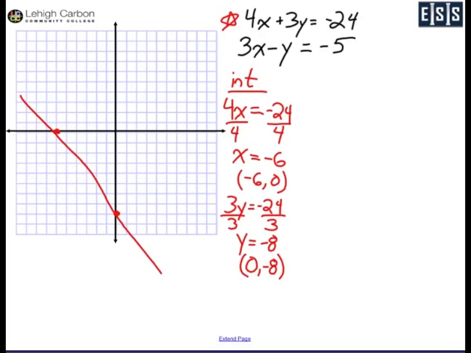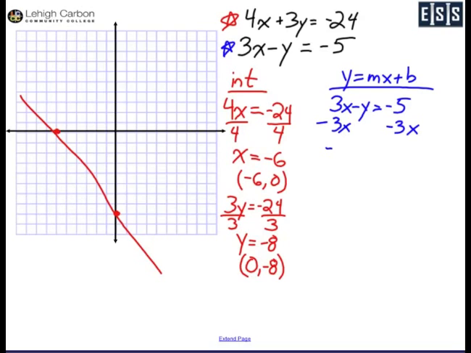So now I need to graph my second equation. 3x minus y equals negative 5. This time I'm going to use slope-intercept form. So my initial equation is 3x minus y equals negative 5. Subtract 3x from both sides. I get negative y equals negative 3x minus 5. Divide both sides by negative 1. And I get y equals 3x plus 5.